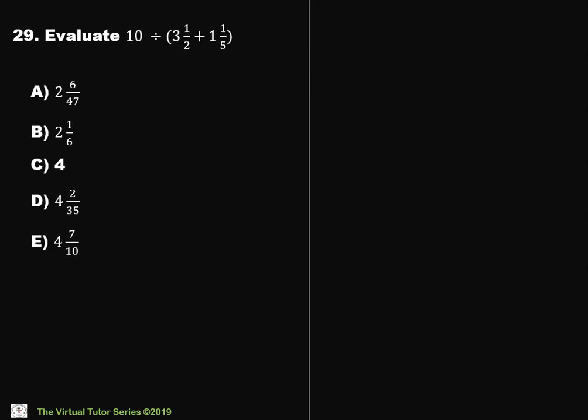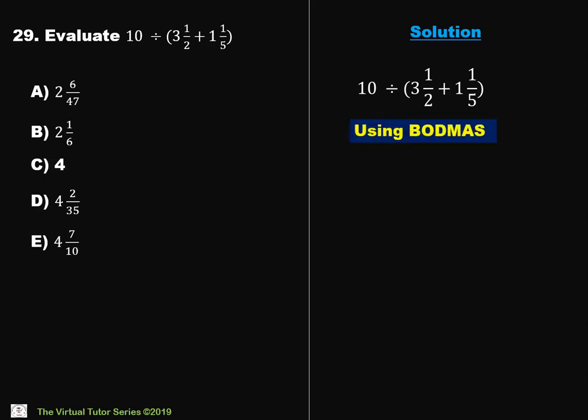Question 29. Evaluate 10 divided by (3 1/2 plus 1 1/5). Solution. We are given 10 divided by (3 1/2 plus 1 1/5). We need to apply BODMAS here by considering the expression in the bracket first.